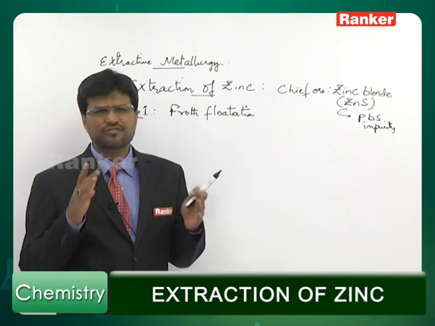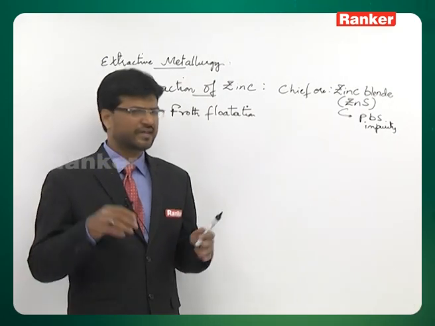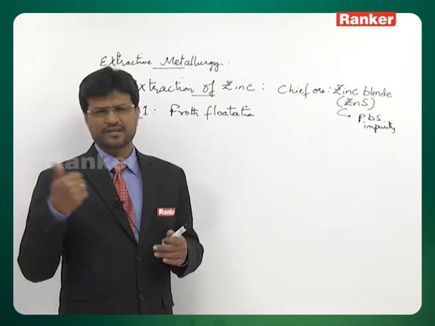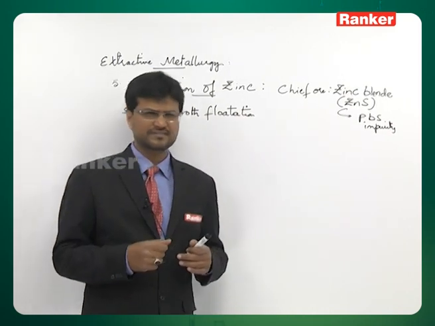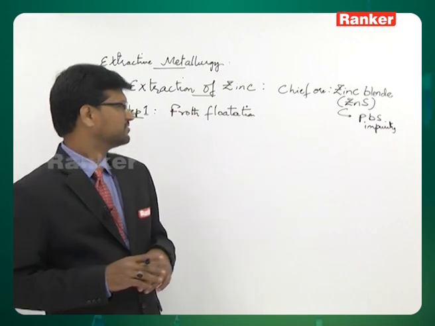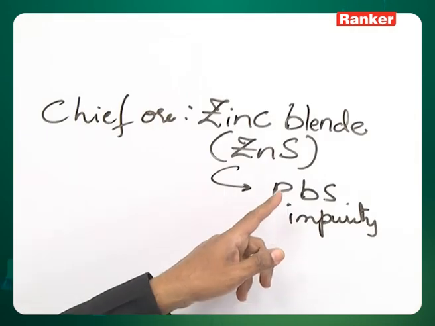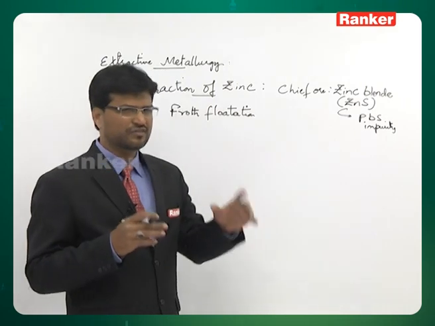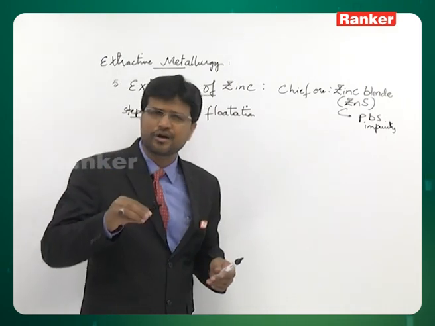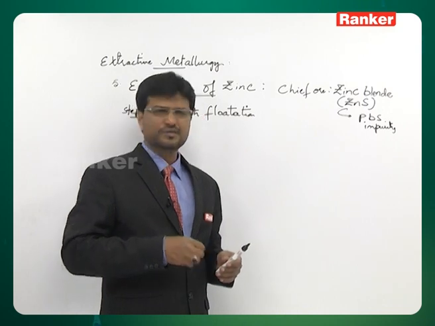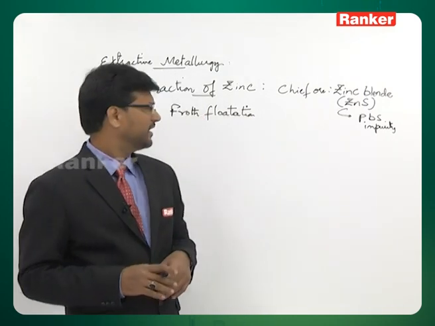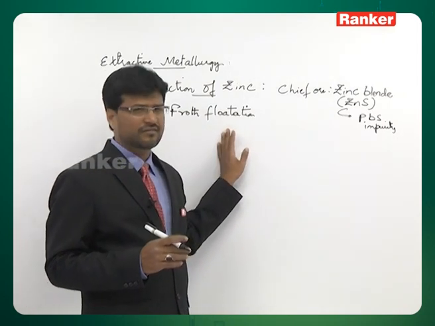PbS is more hydrophobic than ZnS. You know, Ksp of PbS is less than that of ZnS. Pb belongs to group 1, and in the qualitative analysis Zn belongs to group 4. So, remember that Ksp of PbS is less than that of ZnS. It has more tendency to stick to the froth. So, add little pine oil first and see to it that all the PbS is removed. Then you add excess of pine oil and do froth flotation to recover ZnS.